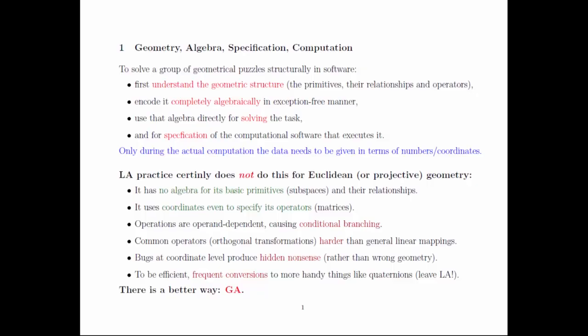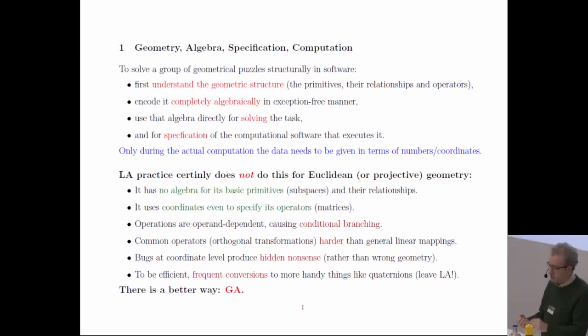Okay, so what is typical if you want to solve a group of geometrical puzzles? Just a set of related puzzles like kinematics or dynamics, that kind of group of geometry. Well, you have to understand the geometric structure, which means the primitives, the objects that you have, their relationships, whether intersections, spanning, things like that, and the operators that you want to work with.